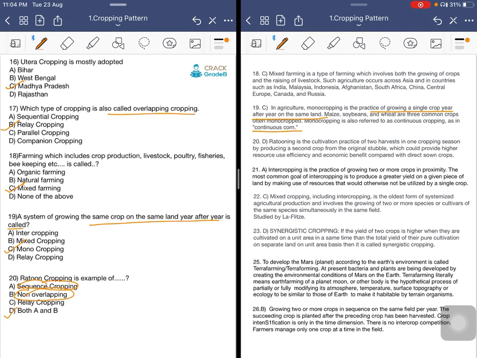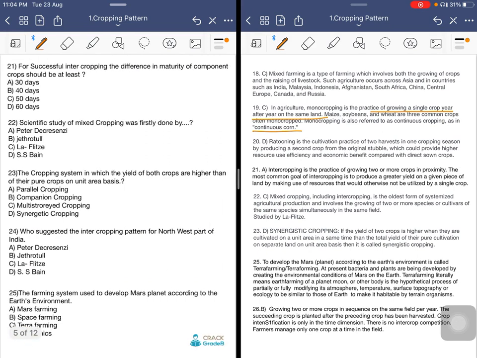What is ratoon cropping? Ratoon cropping is one in which we take a second crop, or second harvest, on the same plant after the first harvest. The best examples are banana and sugarcane, which we can grow right after the first harvest. This is called ratoon cropping.